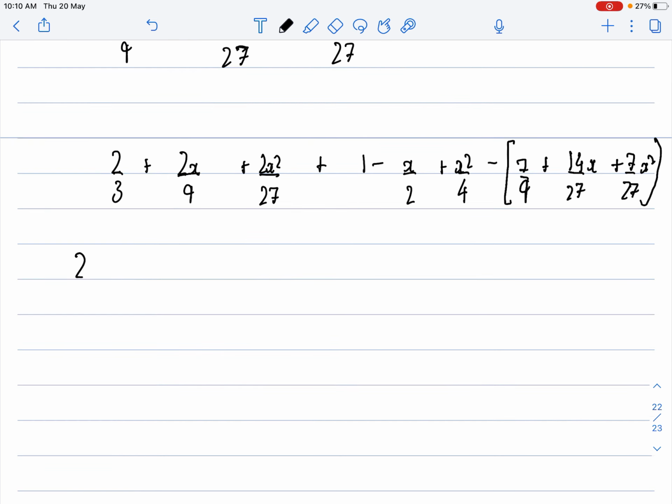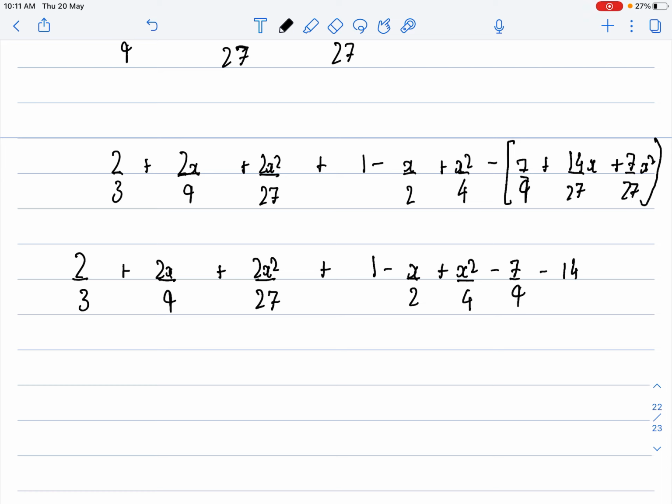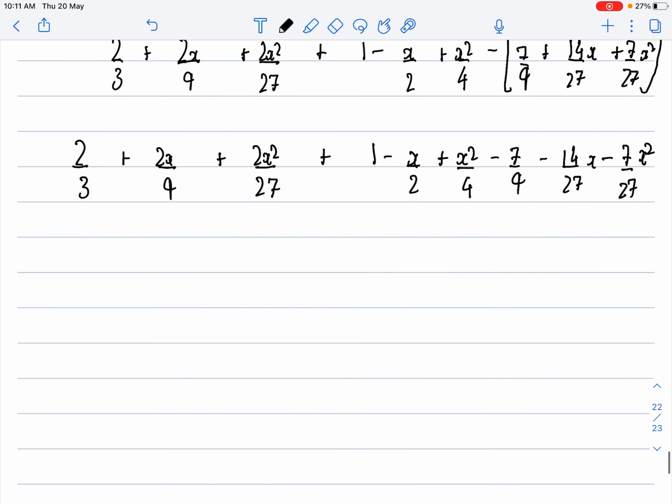So now I can write this basically as 2 over 3 plus 2x by 9 plus 2x square by 27 plus 1 minus x over 2 plus x square by 4 minus 7 by 9 minus 14 by 27x minus 7 by 27x square. Got it? So now I'll take the constants first. So that's 2 upon 3 plus 1 minus 7 by 9. So the value I get for this is 8 by 9.